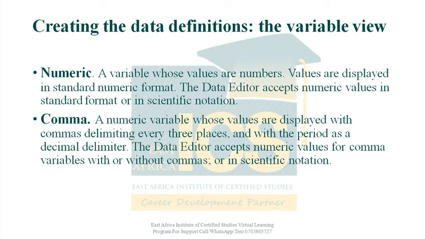delimiting every 3 places, and with a period as a decimal delimiter. The data editor accepts numerical values for comma variables with or without commas, or in scientific notation. So simply we are talking about a number.